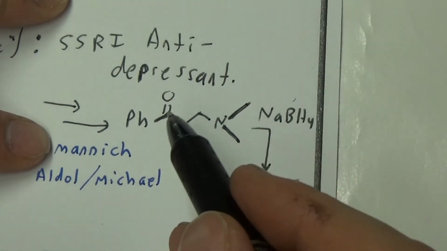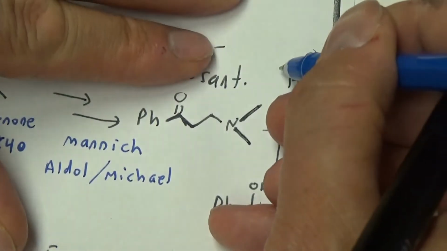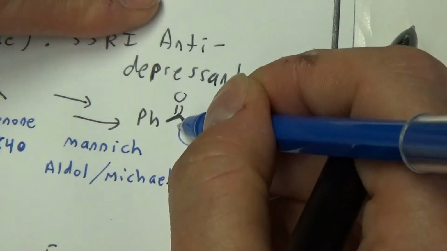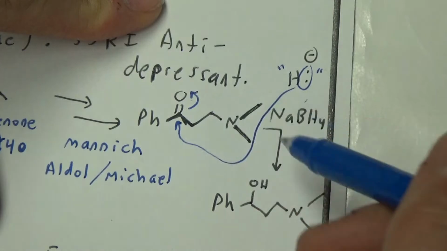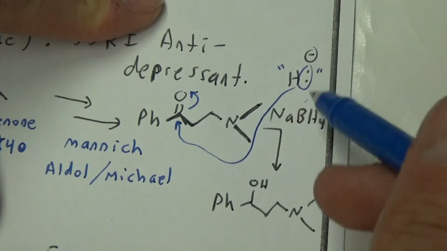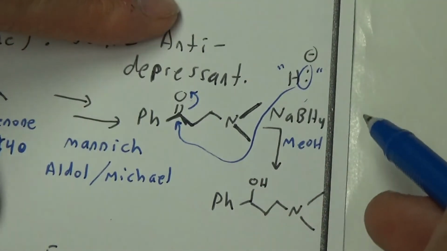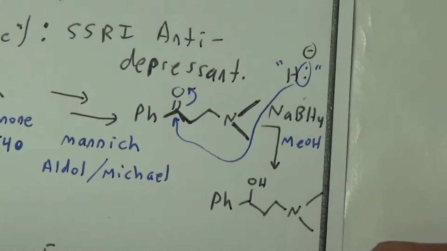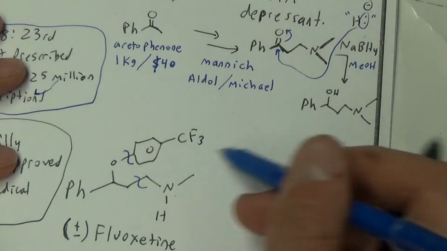Essentially, H minus, in quotes, attacks the ketone. And then you have a second step, because it makes an O minus, and the O minus grabs a proton from something like methanol. Two steps: H minus attacks, and then this gets a proton from methanol, and then you get the alcohol. Okay? Alright, and so that gets us pretty close.